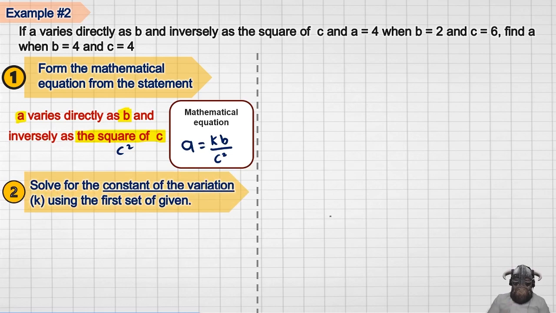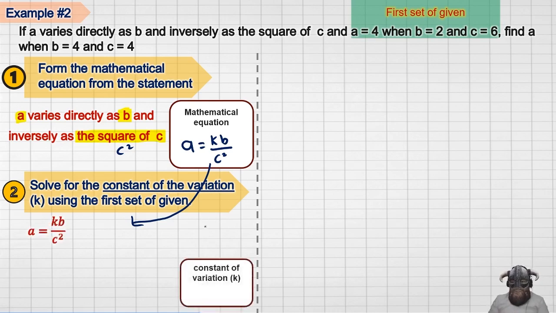And then the second step will be for us to solve for the constant of variation K using the first set of given. So at the same time, gagamitin din natin tong mathematical equation natin. So ano muna ba yung first set of given natin? So those will be A is equal to 4. So sulat lang natin. Yan. Labas na natin yung mathematical equation. So A is equal to 4, B is equal to 2, and C is equal to 6.